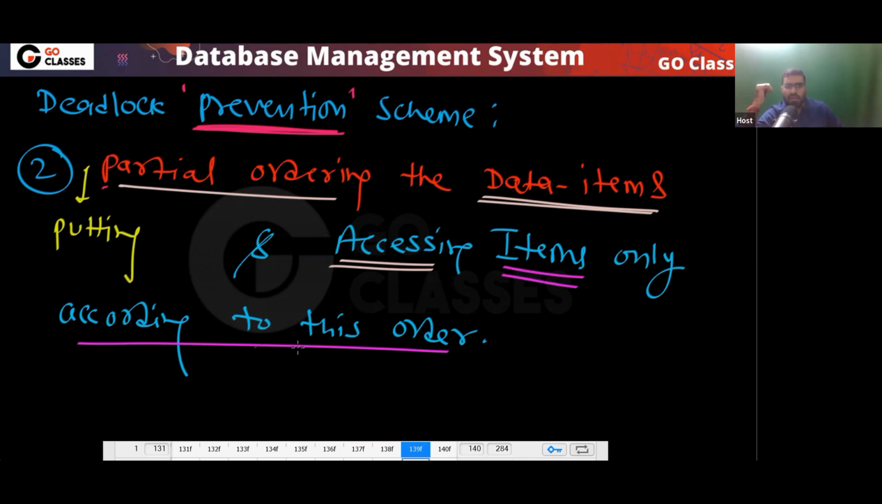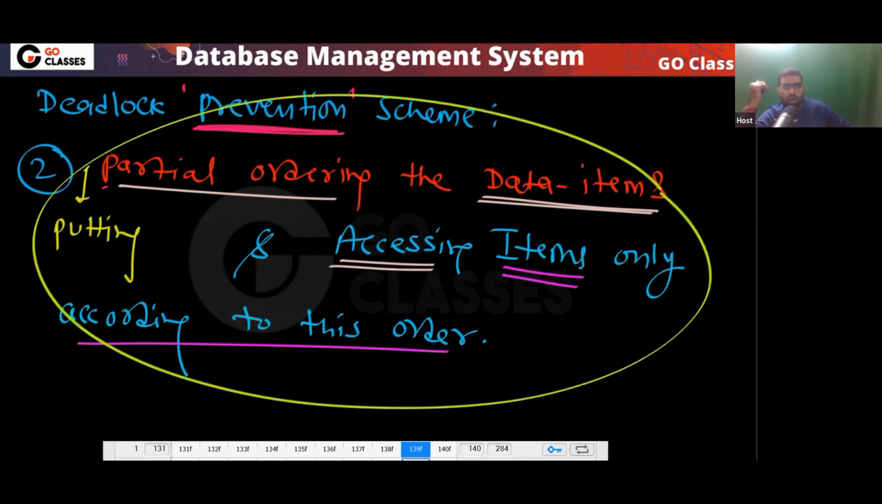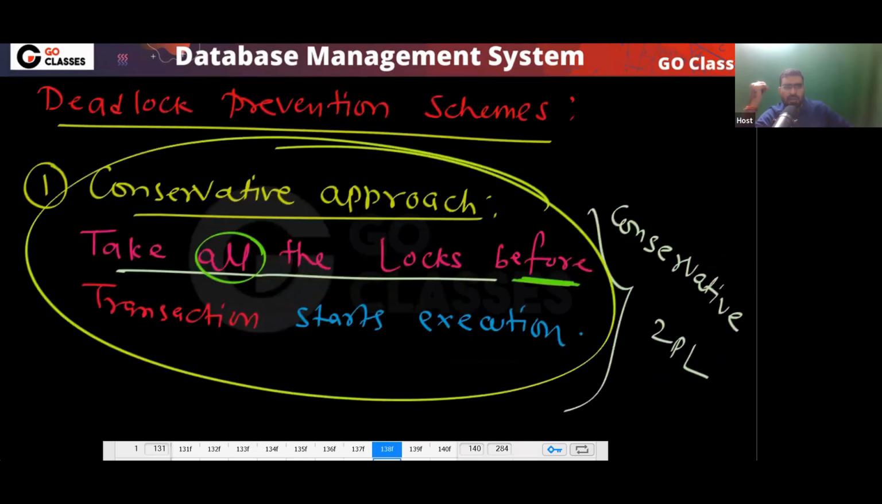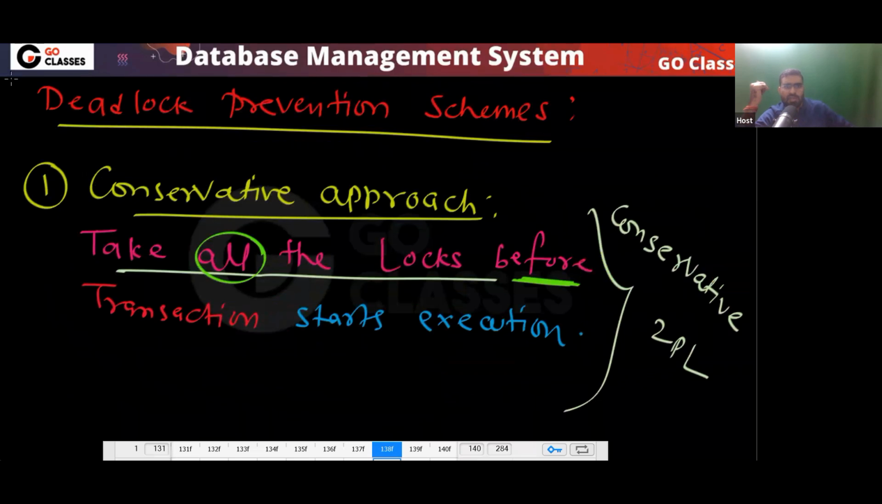But of course, it is not always possible to put the partial ordering. So this approach is also not always possible, similarly to the previous approach, because sometimes before starting the execution, we don't know what items we will access. Correct? So this approach is also not practical. Let me tell you, this approach is not used.